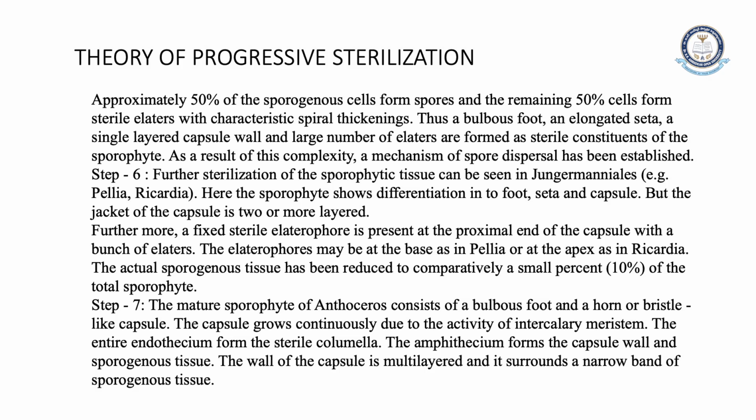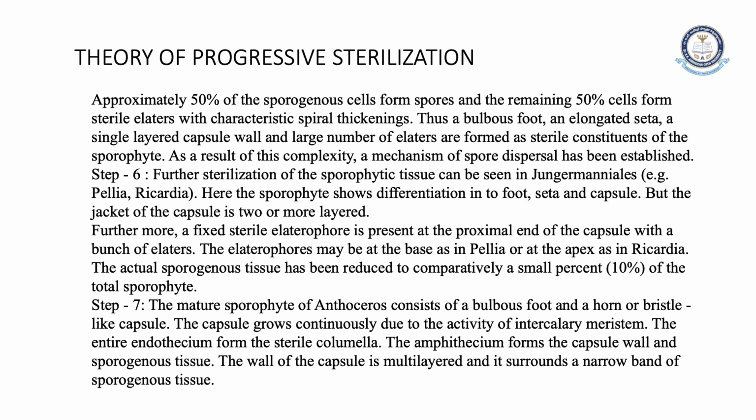Coming to the mature sporophyte of Anthoceros, it consists of a bulbous foot and a horn-like capsule. The capsule grows continuously due to the activity of intercalary meristems. The entire endothecium forms the sterile columella. The amphithecium forms the capsule wall and sporogenous tissues. The wall of the capsule is multi-layered, and it surrounds a narrow band of sporogenous tissue.